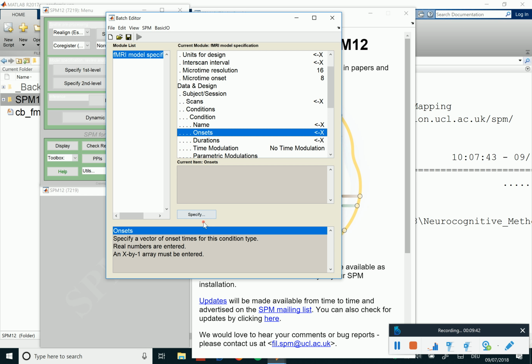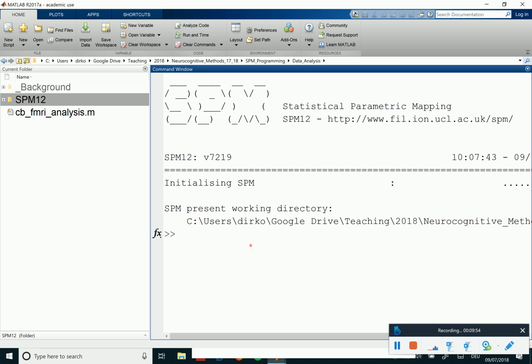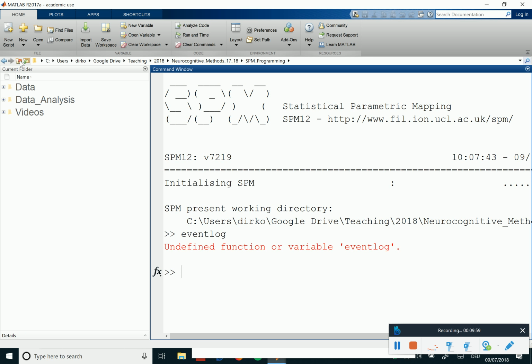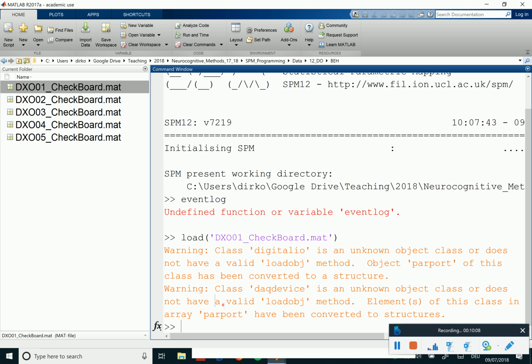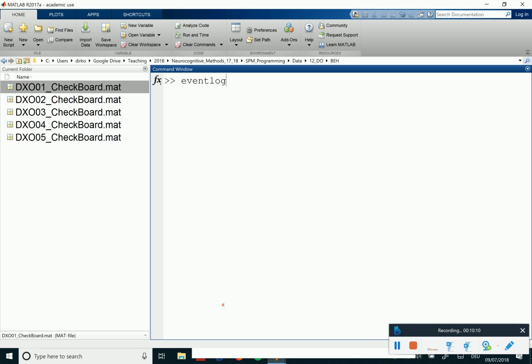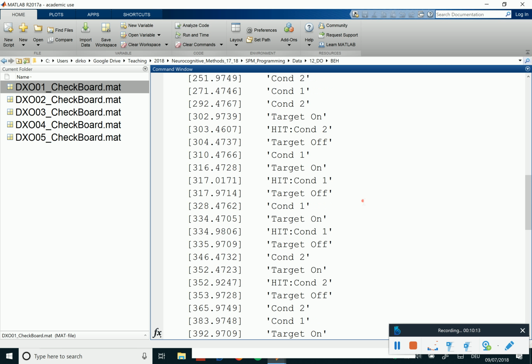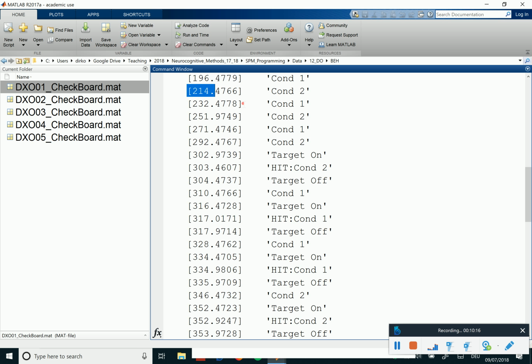So for this, we need the onset times for a given condition. That means we have to decide what our conditions are, and we have to get the onset times from the data that we have in our event log. Oh no, I cleared everything. So essentially we have to, from this, create a vector that has the onset times of condition 1 and condition 2, if these are the conditions that we want to include in our GLM design. And this is what we want to do.